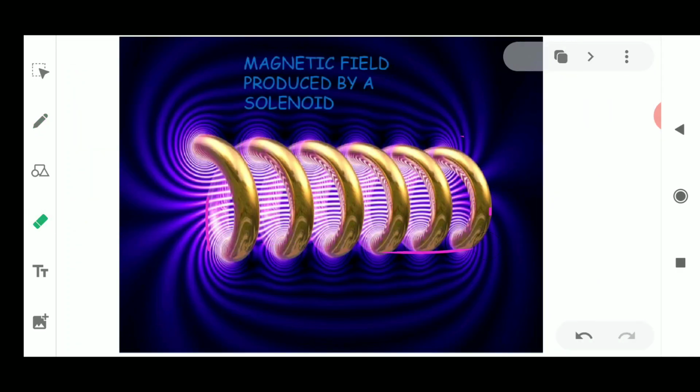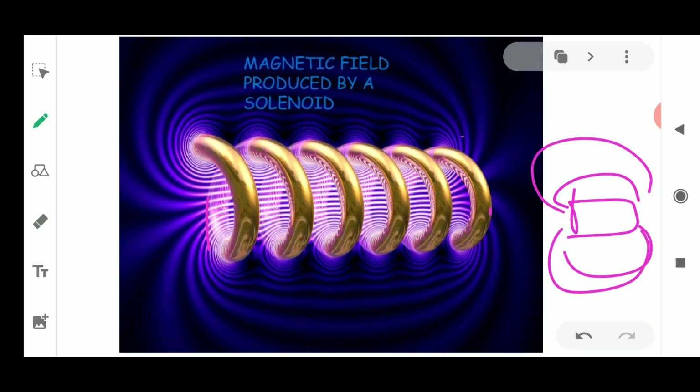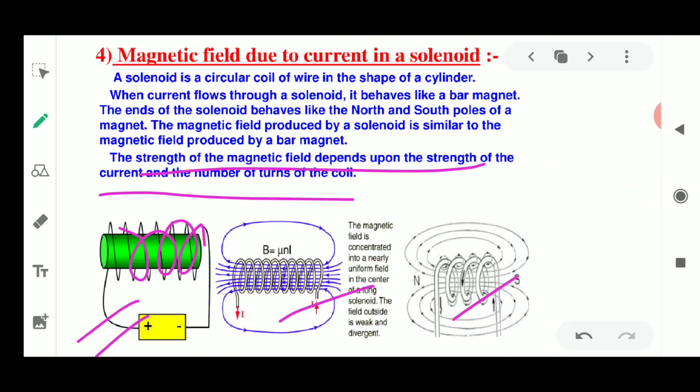A bar magnet is placed here, and it shows the same lines of force. In this diagram also you could see similar things. That is why it is said that the field of a solenoid is similar to that of the bar magnet. In fact, one end of the solenoid behaves as the north pole of the bar magnet, whereas the other behaves as the south pole. The field lines inside a solenoid form parallel straight lines. This indicates that the magnetic field is the same at all points inside the solenoid, so the field is uniform inside a solenoid.